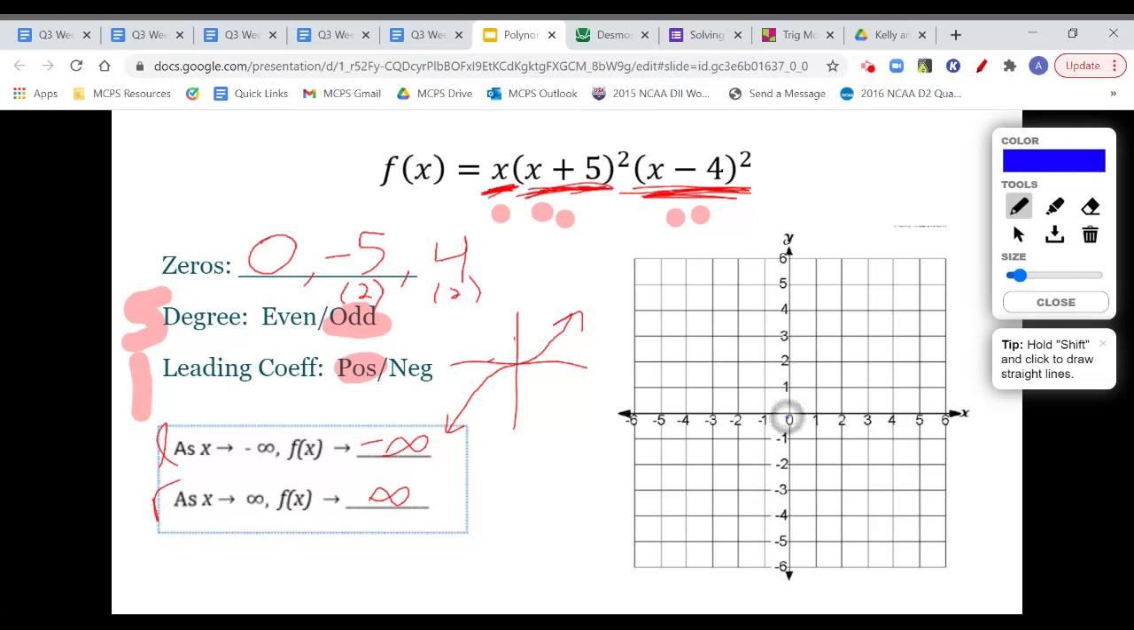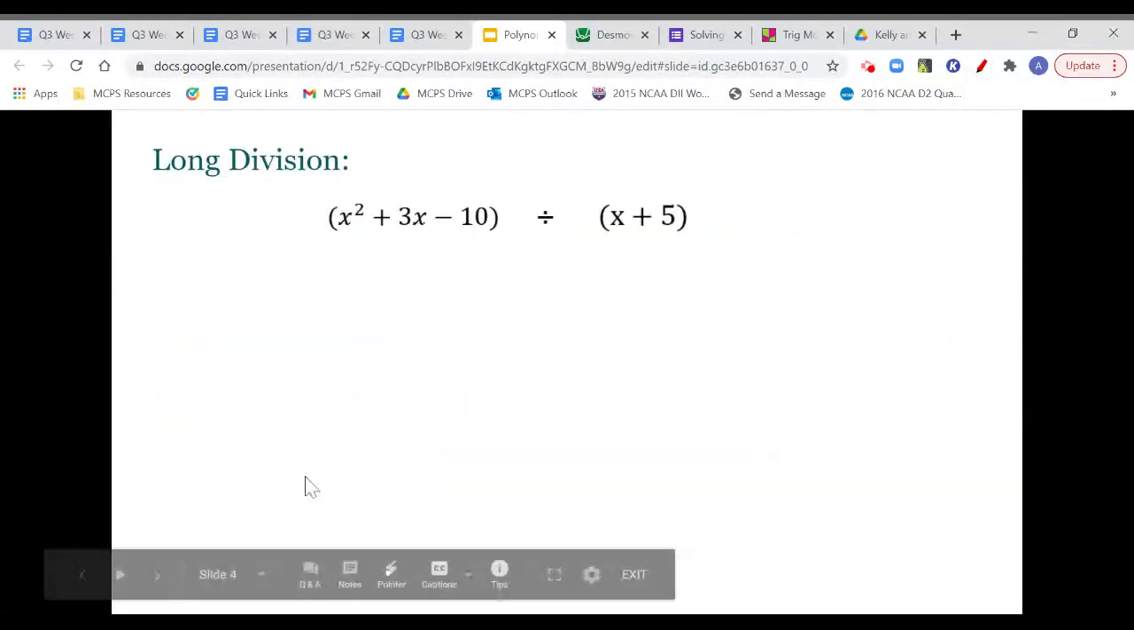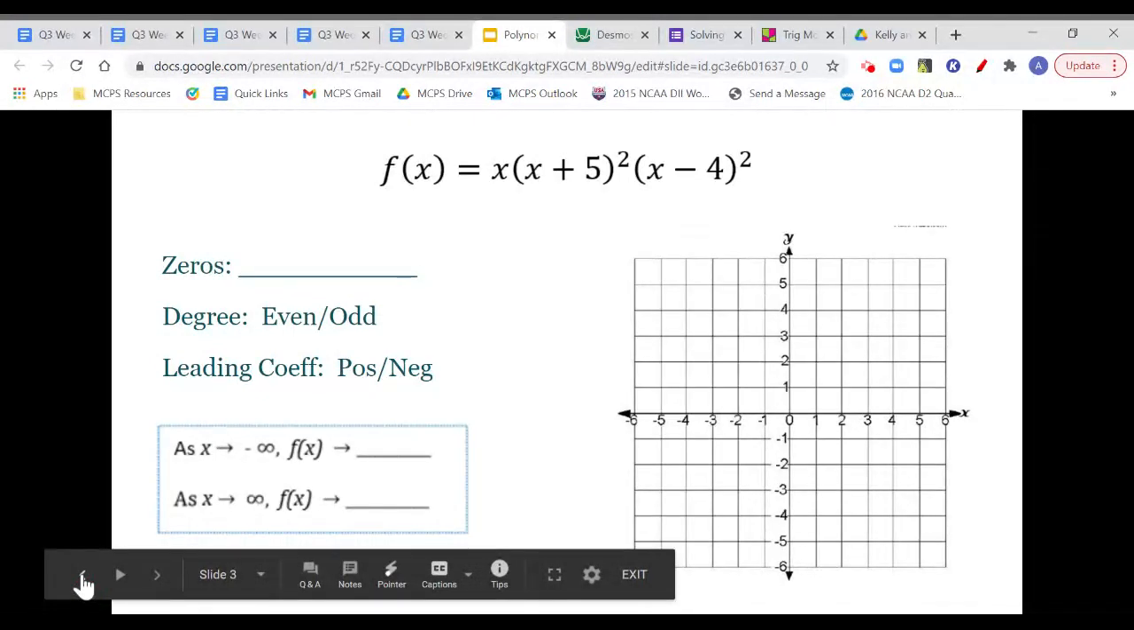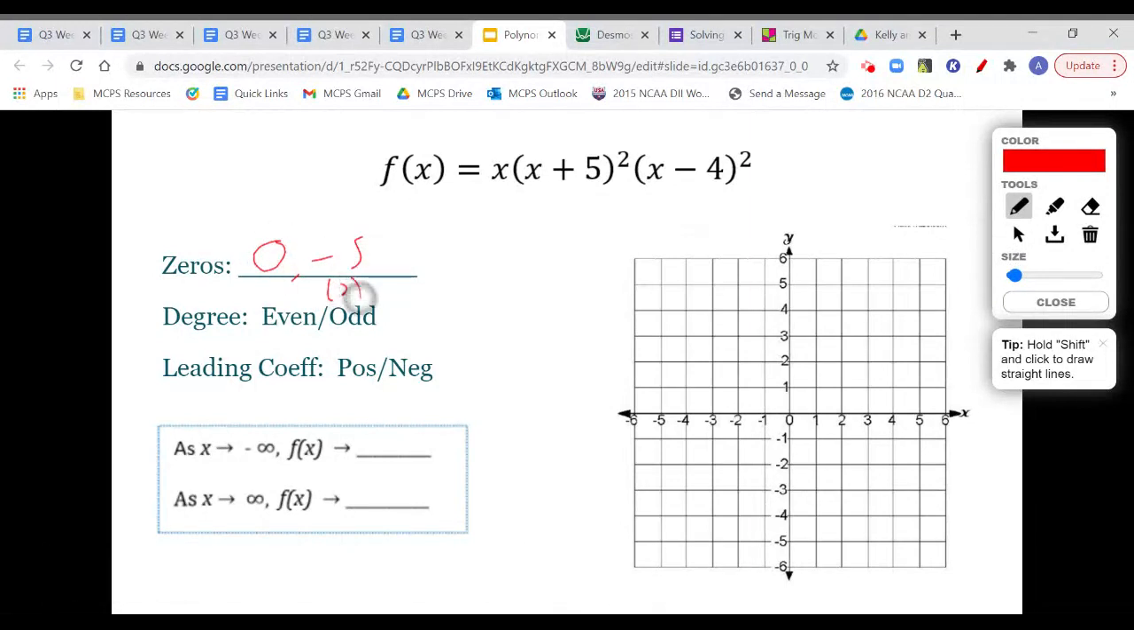Next, we're going to go label on the graph. So I have my zeros of 0. Oh, darn. Just clicked lots of things I didn't mean to. Well, I'm going to have to refill this in real quick. 0, 5, 2.